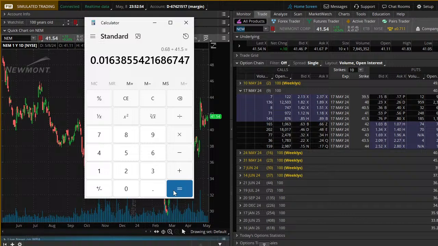All right, so anyway, let's take a look at the 41. Okay, we looked at the 41.50. That gives us 1.6. The 41, which is deeper in the money, what is that going to give? Okay, let's clear that. The 41 is going for $1.18.